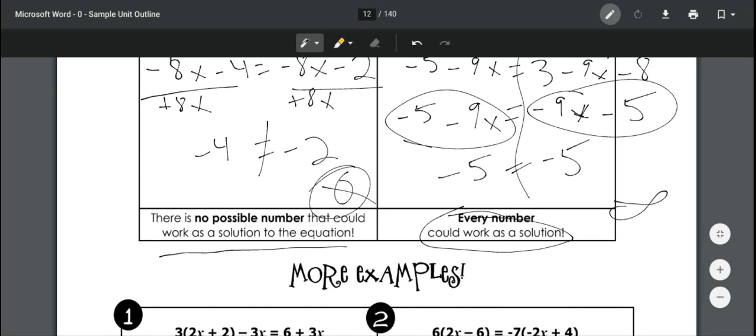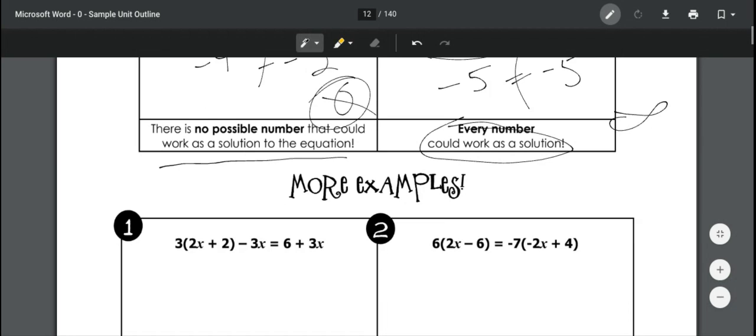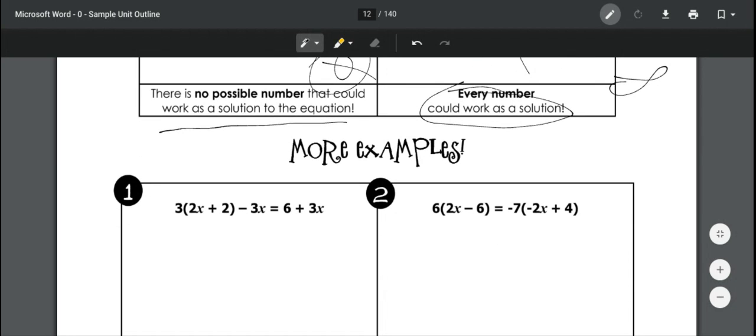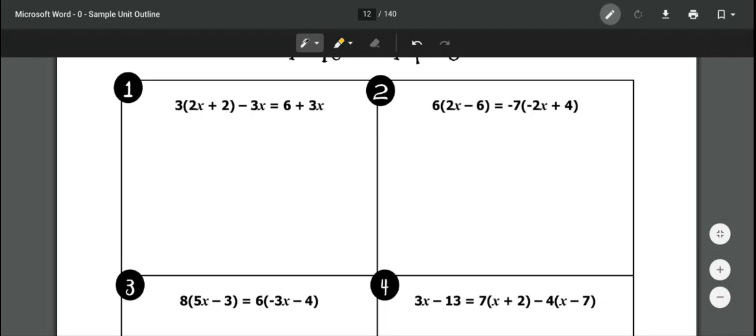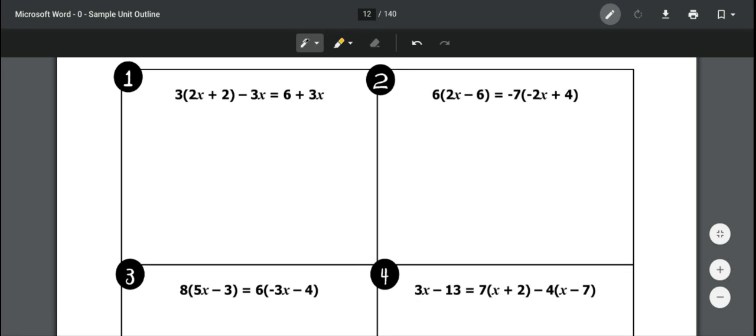Excuse me. So there are some more examples for you to try, and some of them might turn out with regular answers, like one solution. Go ahead and pause and see what you get.